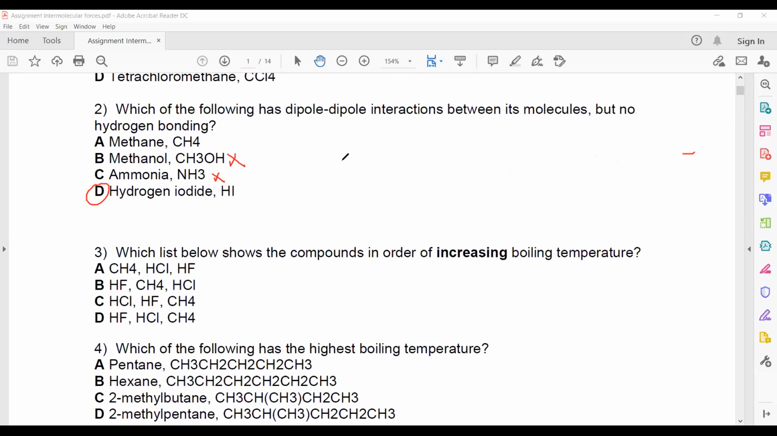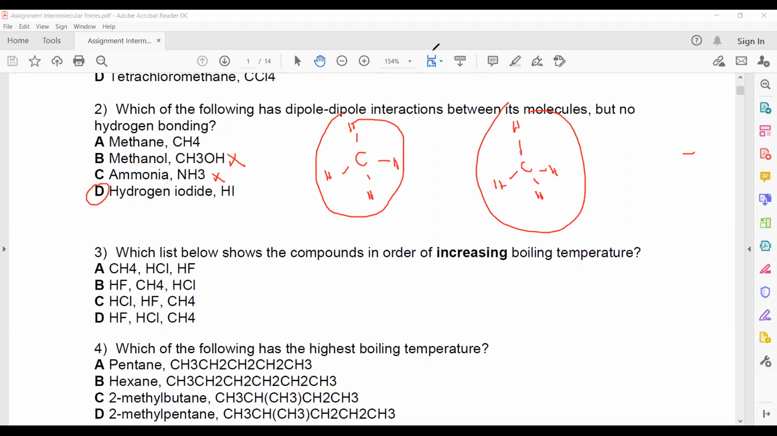What about A and D? If you are saying A, carbon is forming a bond with hydrogen, it is a symmetrical molecule. When it is a symmetrical molecule, it cannot have dipole-dipole force. It has induced dipole force. Between two methane molecules, they have London dispersion force. So they don't have dipole-dipole force. So it cannot be A. So the correct answer is D.